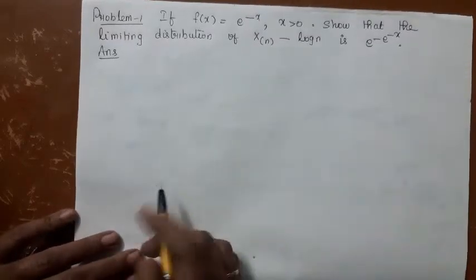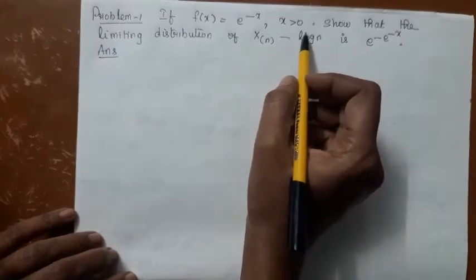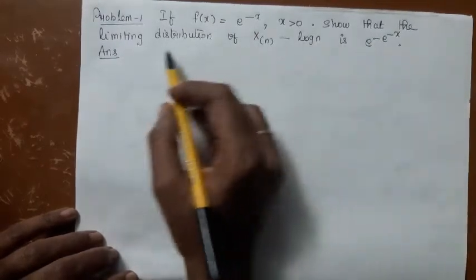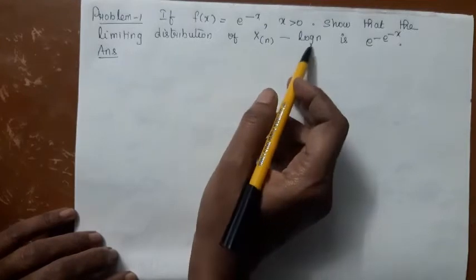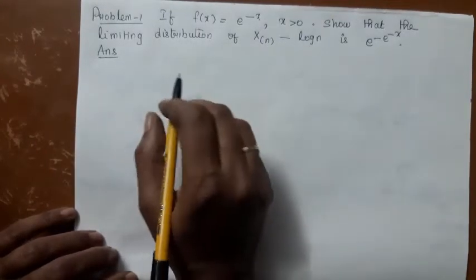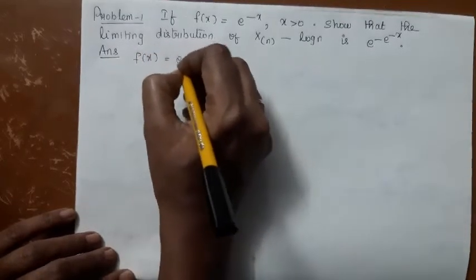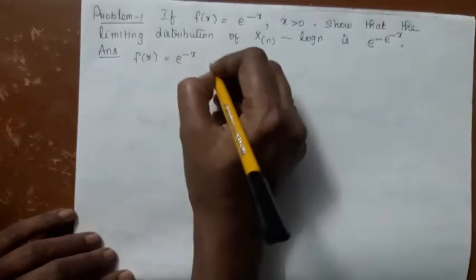Let us consider this problem. F of x is equal to e power minus x when x is greater than 0, and you should show that the limiting distribution of Xn minus log n, the nth order statistic minus log n, is this. Okay, so let us first find the CDF of f of x.